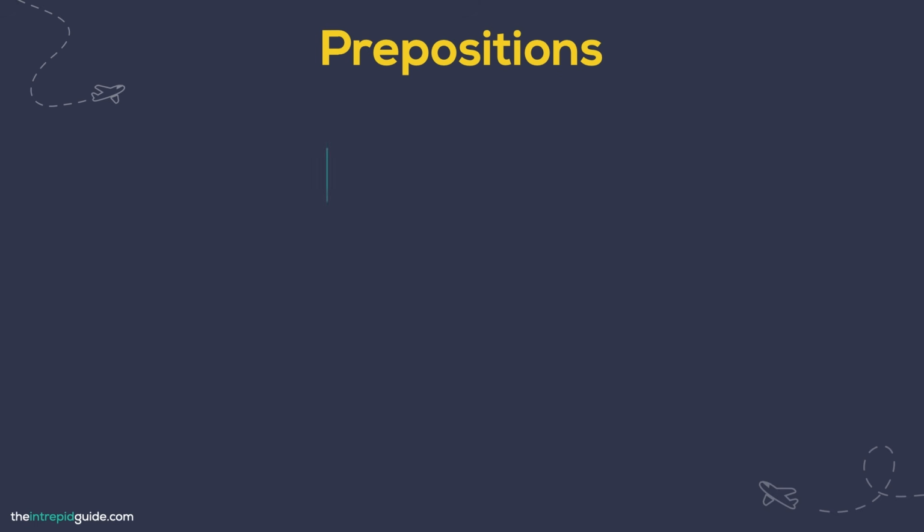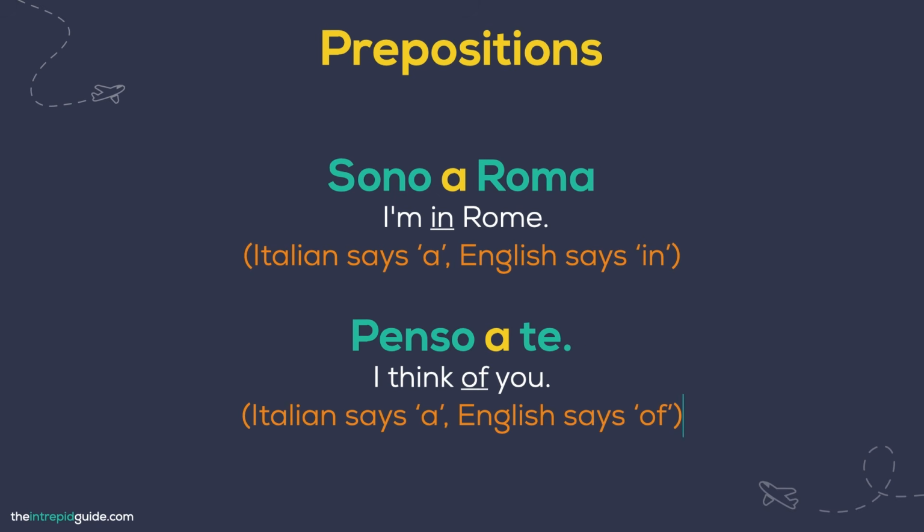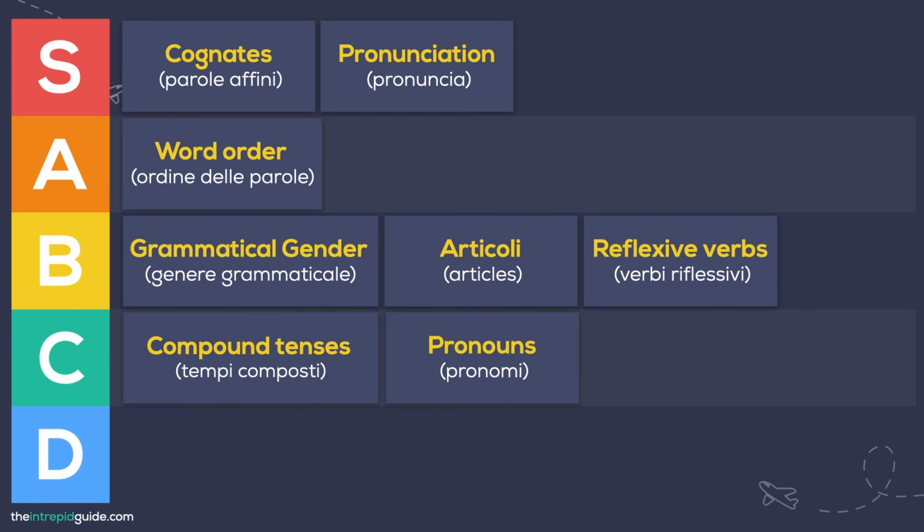The bigger challenge is that prepositions don't always directly translate between English and Italian. For example, Sono a Roma. I'm in Rome. Italian says a when English says in. Penso a te. I think of you. Italian says a, English says of. There are some patterns, but there are plenty of exceptions. So where do prepositions rank? Well, again, they also go in the C tier for complex but conquerable.